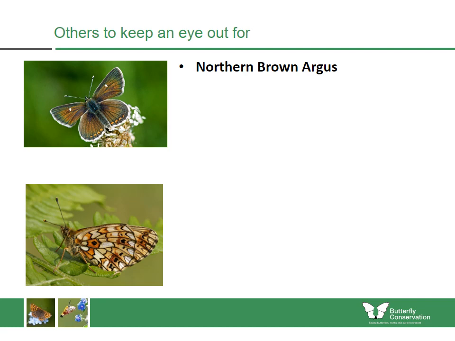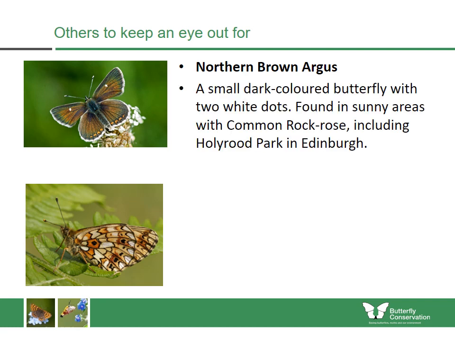Now we're looking at the northern brown Argus butterfly, and this is quite a small butterfly and it looks quite dark on a dull day, but if it's a bright day you can see that it's got a beautiful iridescent sheen on the upper surfaces of the wings, and you'll also notice two white dots on the wings. It can be found in sunny areas with a plant called common rock rose. This is the main caterpillar food plant for this species. One of the places where you can find it is Holyrood Park in Edinburgh.